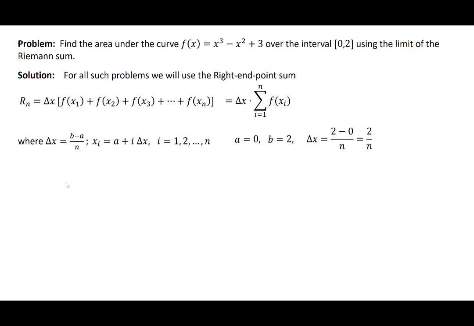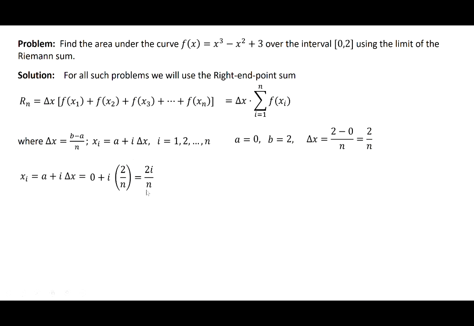Cool. Do we know how to find x sub i? Yep, x sub i is a plus i delta x. A is 0, i delta x, and so that just turns out to be 2i over n. Remember what to do next? We need to find f of x sub i. Cool, if x sub i is 2i over n, can we find f of x sub i? Piece of cake. We know f of x to be x cubed minus x squared plus 3. So f of x sub i would be x sub i cubed minus x sub i squared plus 3.